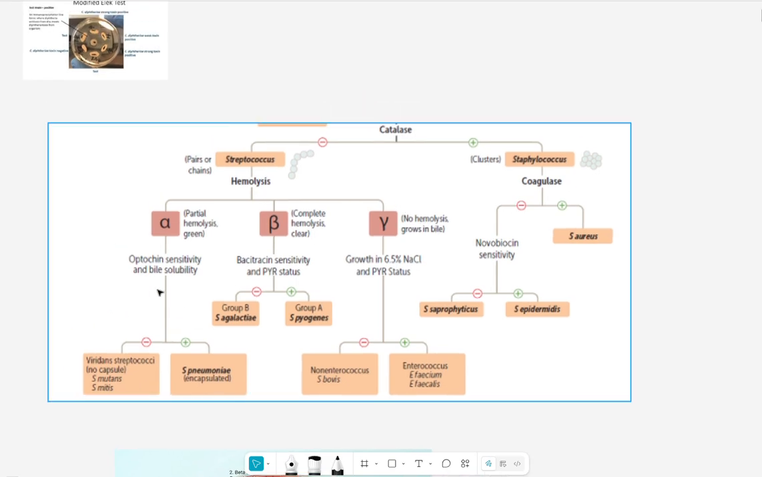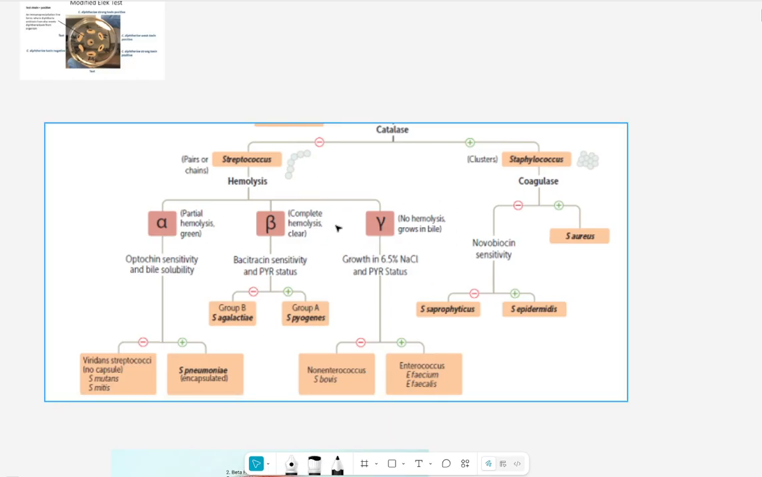At this point, we've covered the alpha hemolysis part of the streptococcus. We've covered the viridans streptococci, the pneumoniae. We've covered the beta hemolysis part of streptococcus. We've covered S. agalactiae and S. pyogenes. And now we move on to the gamma hemolysis part of streptococci, right?